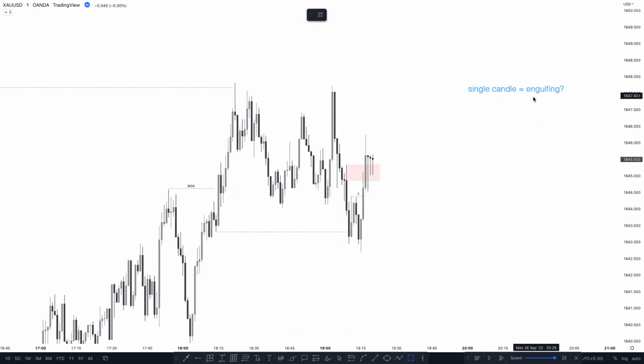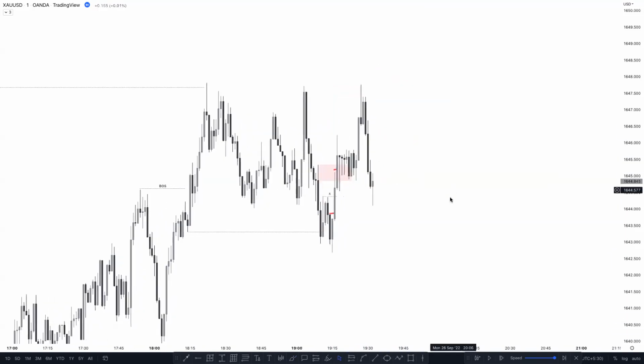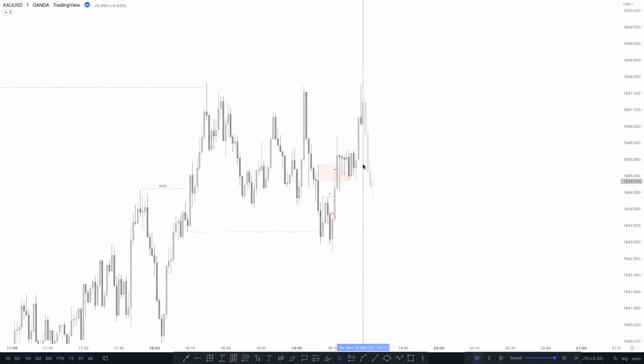Single candle equal to engulfing. Exactly. Yeah, it means taking out the previous candle high and closing below it. So in this case, market continues, just sweeps the high and closes below it. But price must tap on the POI zone, right? Let's see. Oh, I'm sorry. It's very fast.